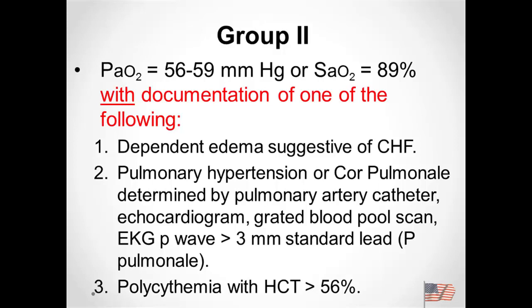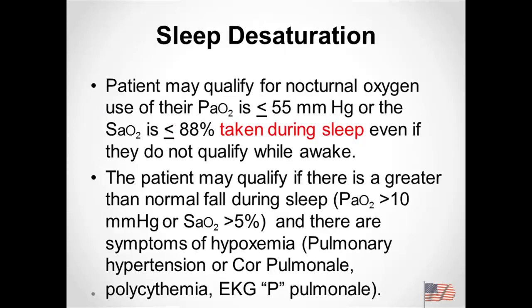We can justify oxygen if they have some of these other diseases, like CHF, like pulmonary hypertension or cor pulmonale, like somebody who has polycythemia, which is indicative of the fact that they have had chronic hypoxemia and the erythropoietin is kicked in to create more hemoglobin. Okay? So 55 is the magic number. We can take 56 to 59 if they have some other pathology.